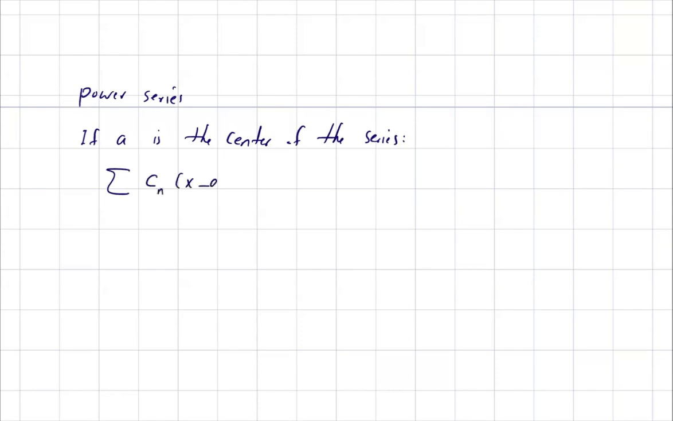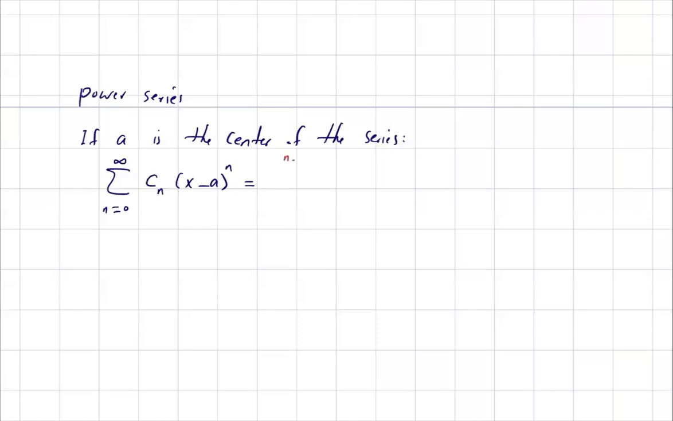When it comes to power series, if a is the center of the series, then you have the summation of c sub n times (x minus a) to the power n, starting from 0 and going to infinity.